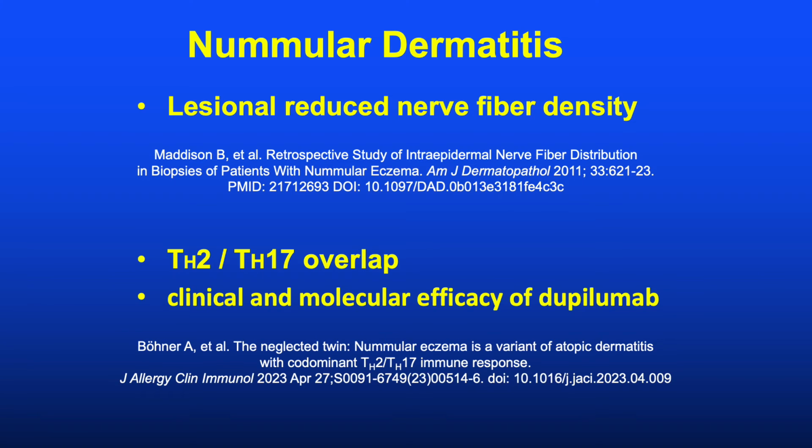This might seem to contrast with recent data in which a number of cases of nummular dermatitis were subjected to bulk RNA sequencing and compared with controls as well as atopic dermatitis and psoriasis lesions. And it turned out that the molecular signature of nummular dermatitis was more aligned with that of atopic dermatitis. And this was supported by the fact that there is evidence of clinical efficacy for dupilumab in patients with nummular dermatitis.